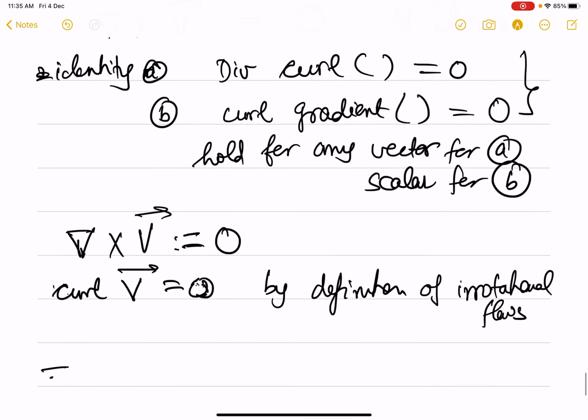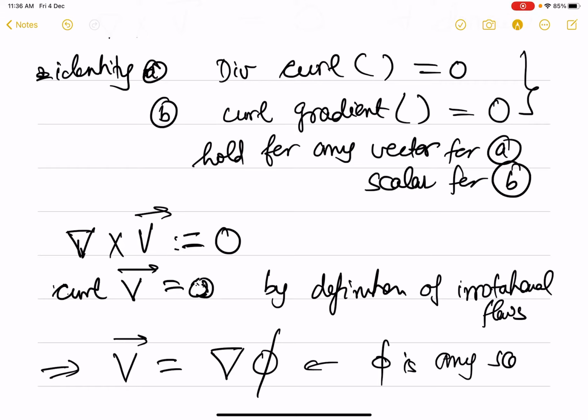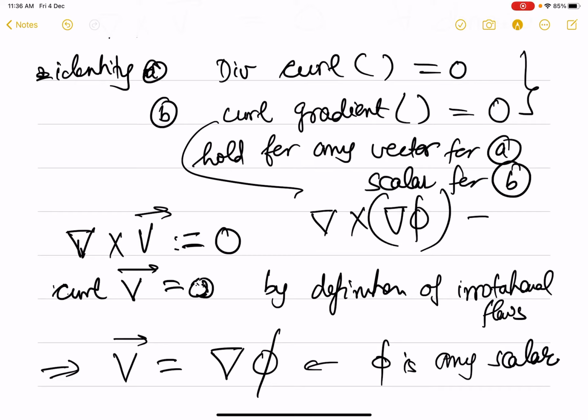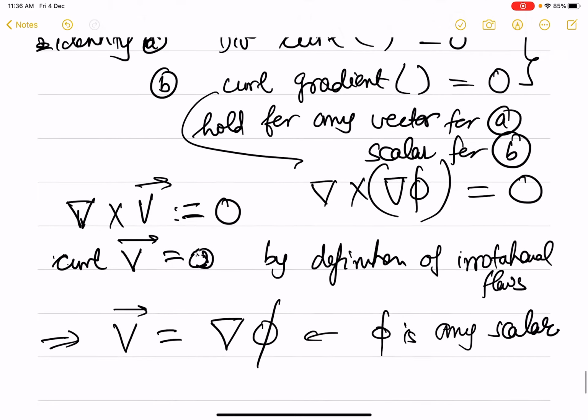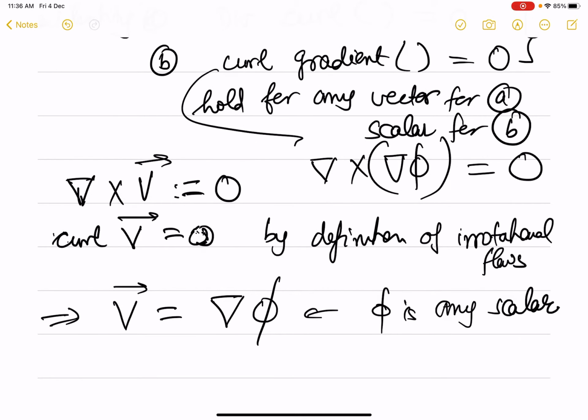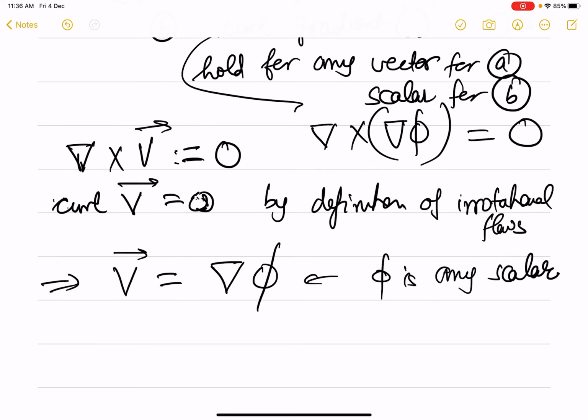This implies that velocity can be written as gradient of phi, where phi is any scalar. Because del cross V is 0, and we know del cross grad phi, the curl of a gradient, is always 0, therefore velocity can be written as gradient of phi. So this quantity phi for irrotational flows, we call it velocity potential.